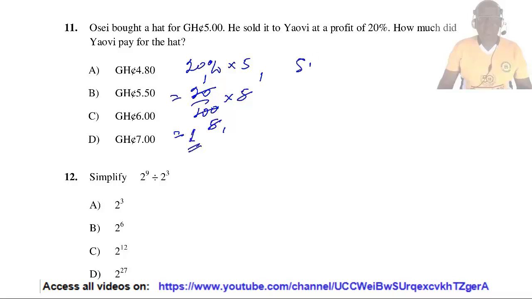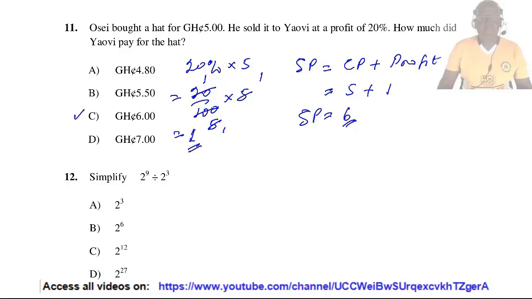The selling price equals the cost price plus the profit. The cost price is 5 Ghana cedis and the profit is 1 cedi. So the selling price is 6 Ghana cedis, which equals Z.